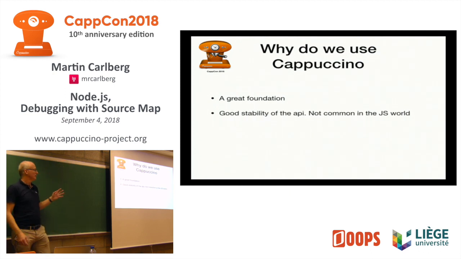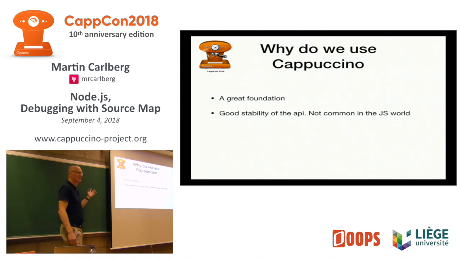And also, the second thing is you have good stability on the API. We started doing this 6 years ago, and it's almost the same framework we have now as we had 6 years ago. We get more improvements and more features in the Cappuccino frameworks all the time, but if you're serious about doing a desktop application in a business environment, you want to have stability.